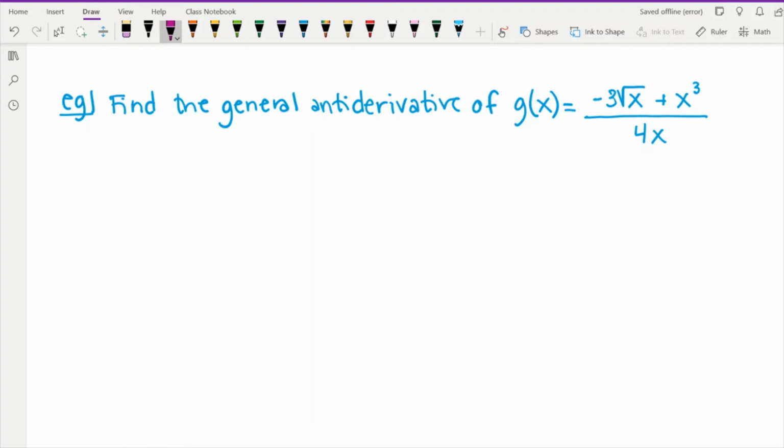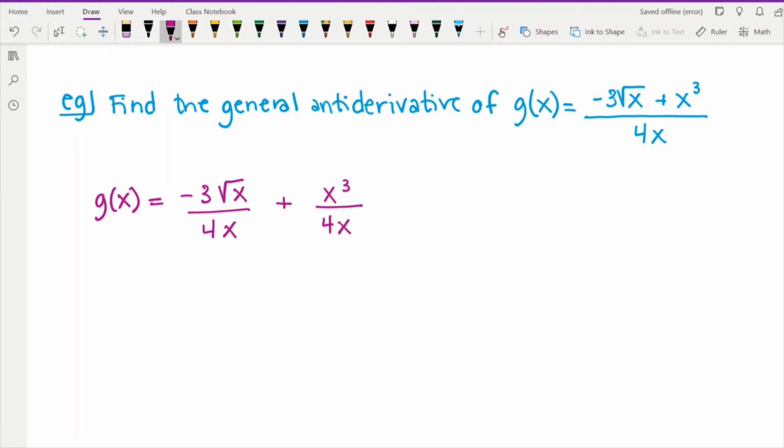But in this case, the best approach is to start by simplifying our function. So how can we go about simplifying this function? Well, it's a fraction with 2 terms in the numerator, and so we can split it up into 2 fractions, right? We can rewrite it as -3 times the square root of x over 4x plus x cubed over 4x.